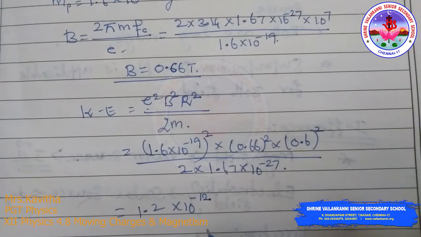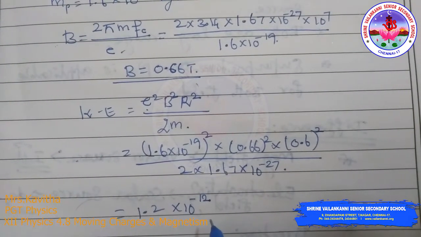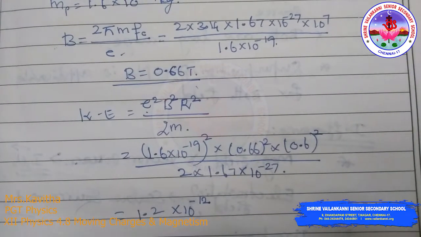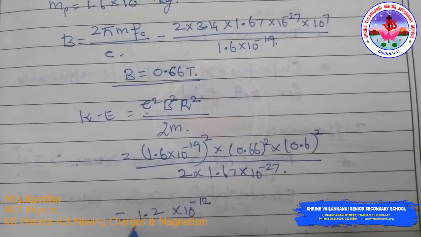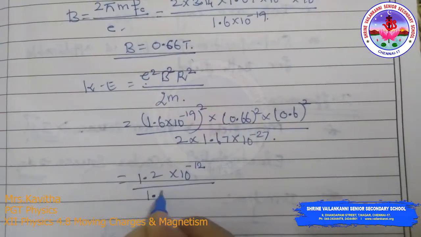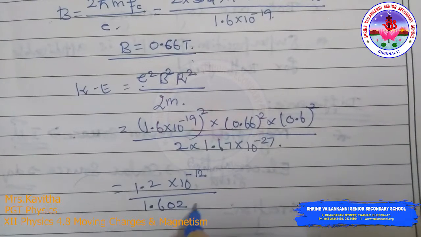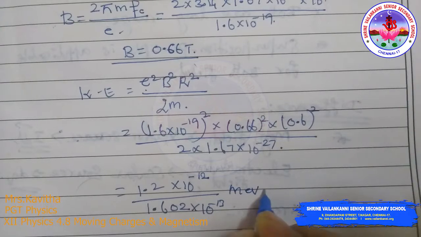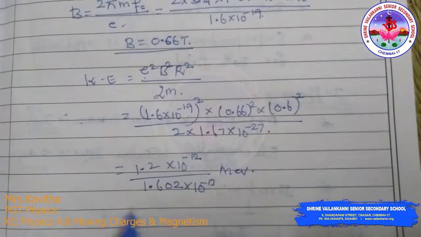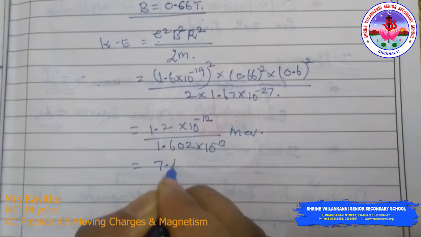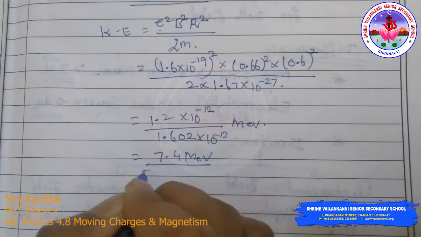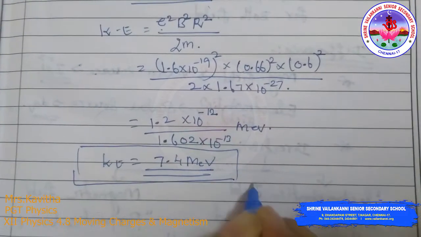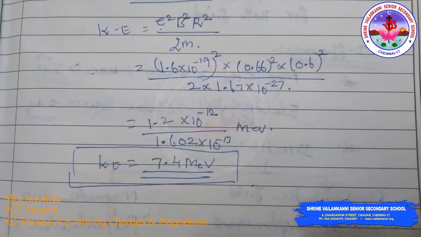Whole divided by, we will get for this one, 1.602 into 10 power minus 13 mega electron volt. So that is equal to 7.4 mega electron volt. We get the kinetic energy of the proton being produced by the acceleration.